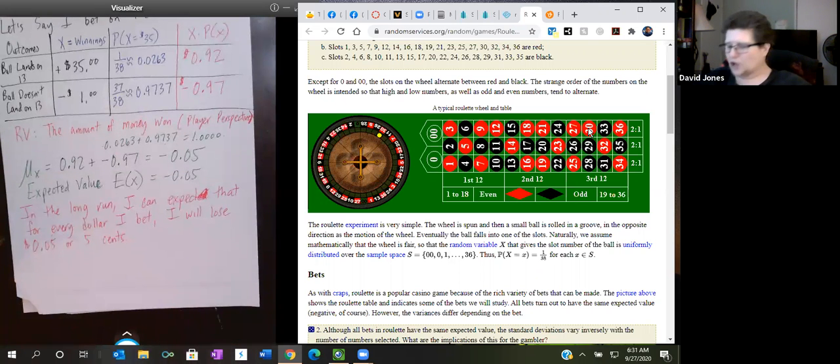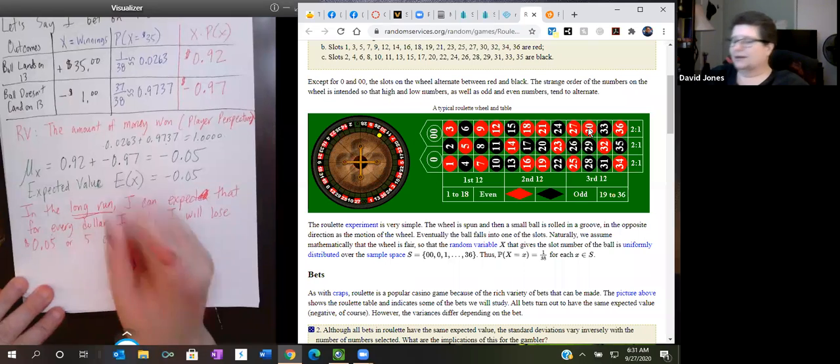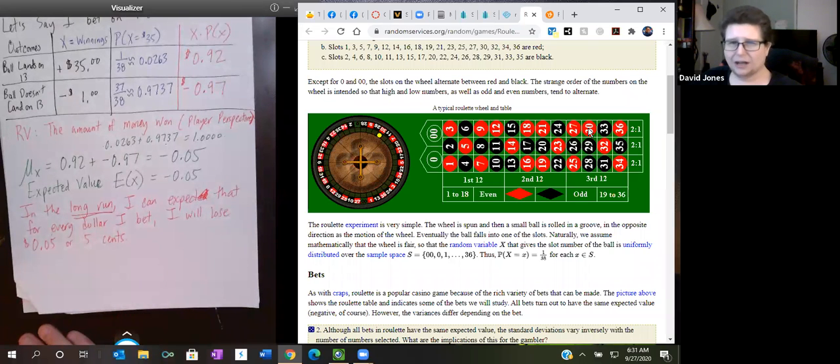Note this is a long run scenario. I could bet $1, I could hit right away. And then I'm up $35. That's expected value is what's going to happen if I just play thousands of games. Eventually, the number of times I win is going to be a lot less than the number of times I lose. Even though I win a lot of money when I win, I'm going to lose more often than I win by a lot. And so the average is I can expect to lose a nickel every time I play.